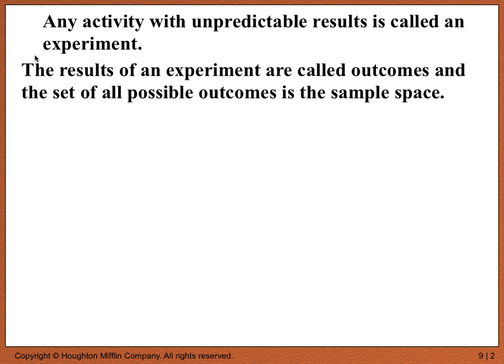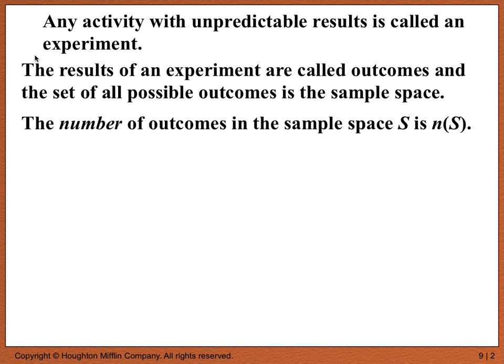The results of an experiment are called outcomes, and the set of all possible outcomes is the sample space. Again, what we're doing, as we often do in this course, is just introducing terms, because part of math is learning the language and being able to recognize the terms when you see them. And these terms are used when we discuss probability. The number of outcomes in the sample space, S, is symbolized by N(S). And that N just stands for the number of outcomes in the sample space S.